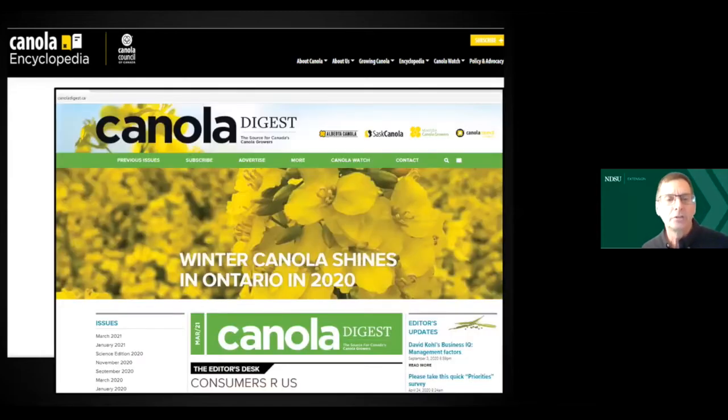And the second one is Canola Digest. It's an electronic reference. Really, it's the electronic magazine, and you notice under issues that there is a current issue out just this month. So between the two, I think it's a real nice supplement to the information that NDSU Extension has.